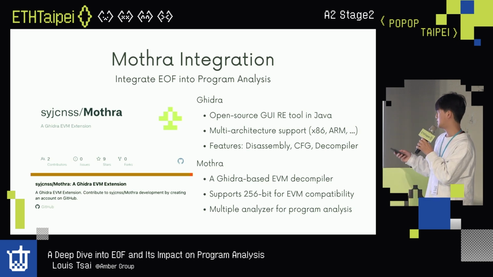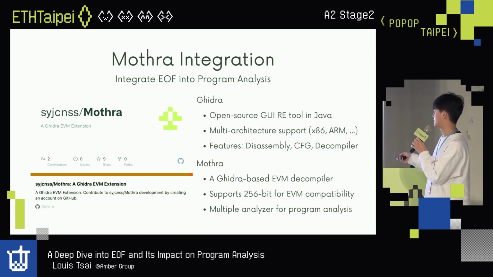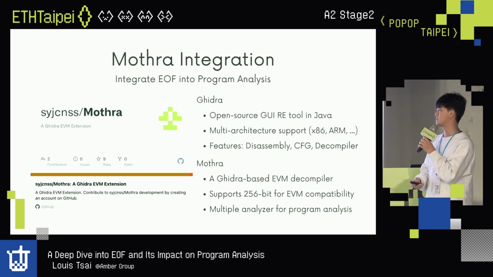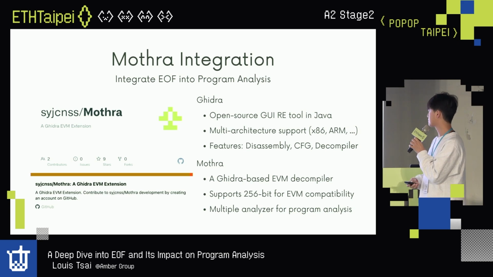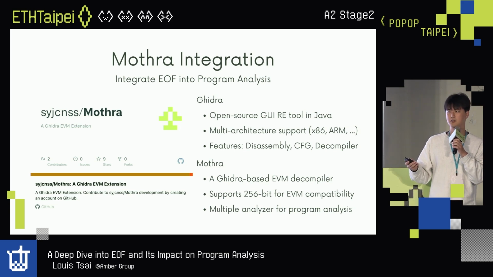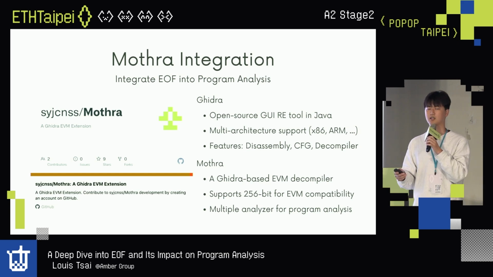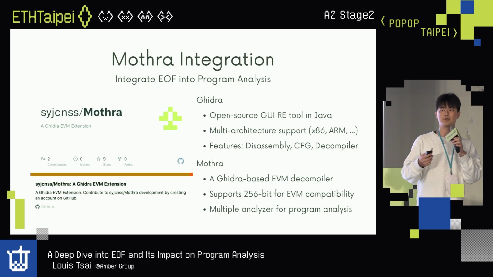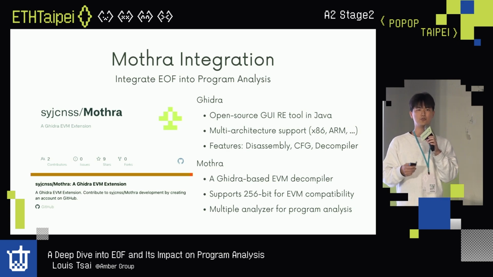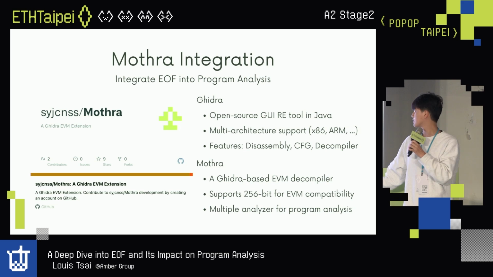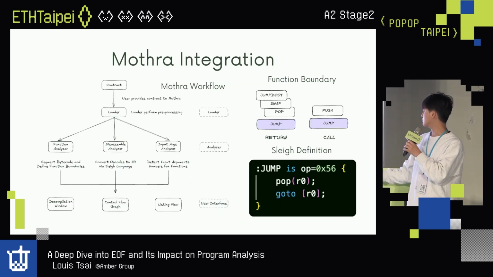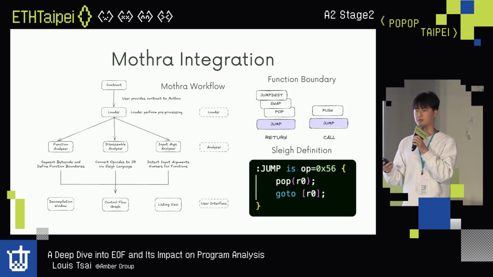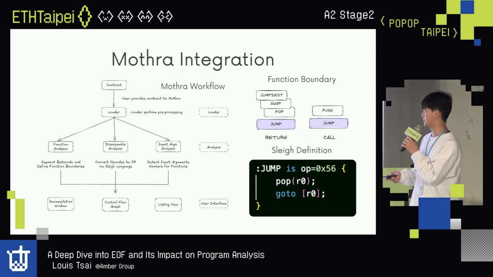However, it has some powerful features like the control flow graph reconstruction and the compiler features. So we built Mosra and support 256 bits for EVM compatibility. And we also built multiple analyzers to perform program analysis. And this is the workflow for program analysis in Mosra.